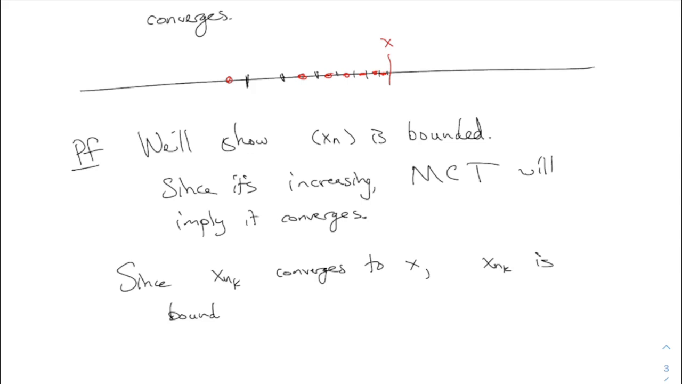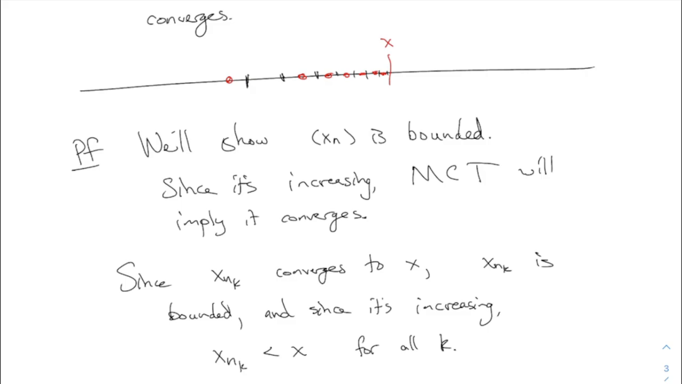And since it's increasing, the thing that it's converging to, it's like increasing up to x, right? It's not like it converges in some other way. So x_{n_k} is bounded, and in fact, since it's increasing, x_{n_k} is actually bounded by x, right? That is, x is actually bigger than those terms. All right. I'm feeling all right about this.